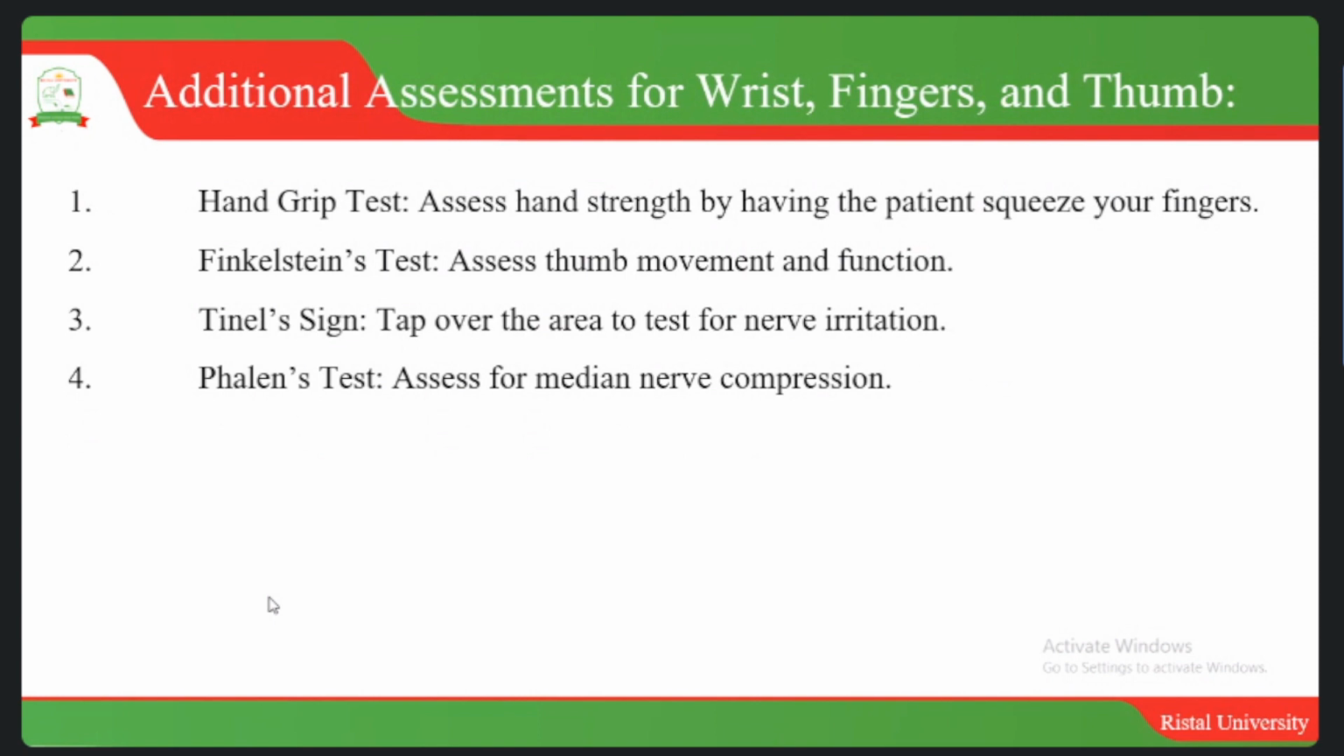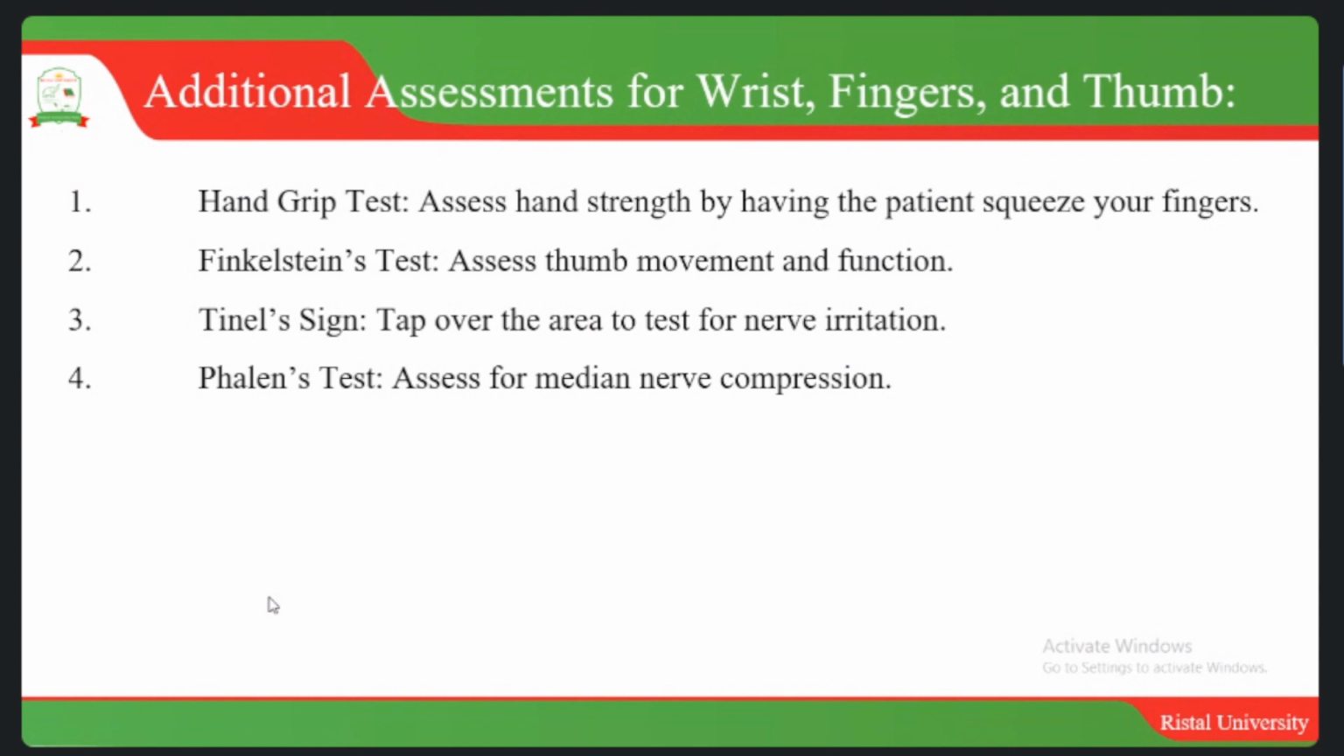So additional assessments for the wrist, fingers and the thumb. You have to also try the hand grip test on your patient by assessing the hand strength, by having the patient squeeze your fingers. Just give the patient your fingers and tell him, can you hold me? Then he can hold you and squeeze, and you'll be able to feel what kind of strength he's putting in when he's squeezing your fingers, or whether he's finding difficulty in even squeezing your fingers.